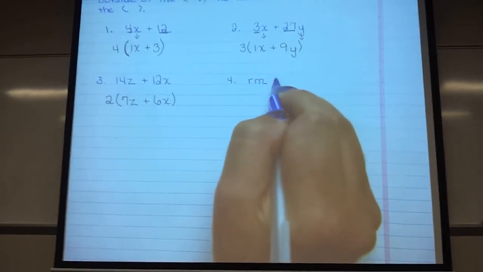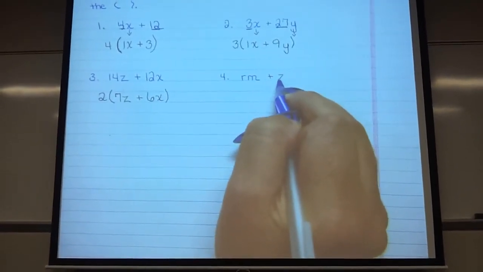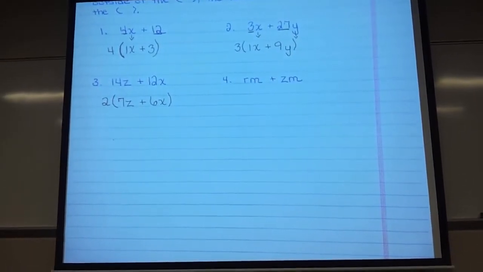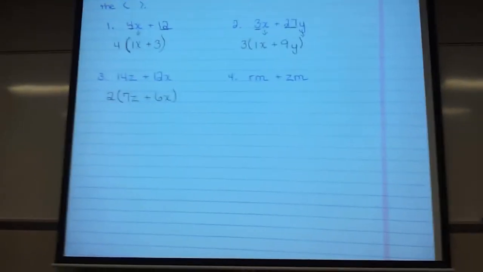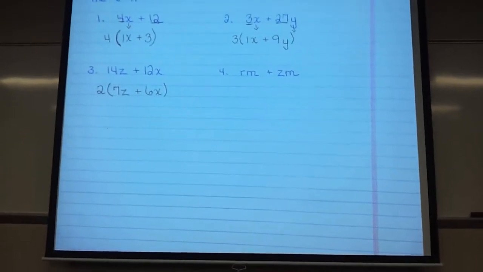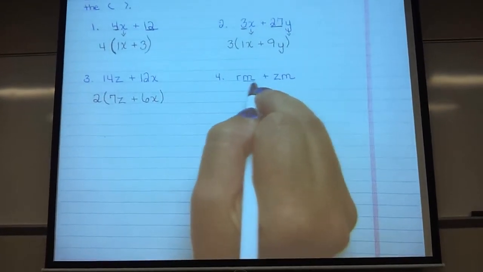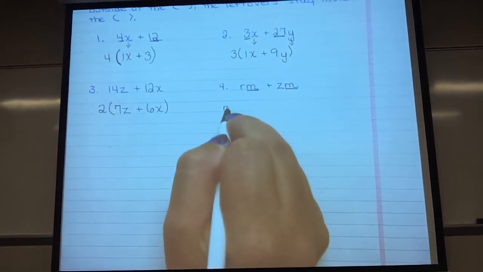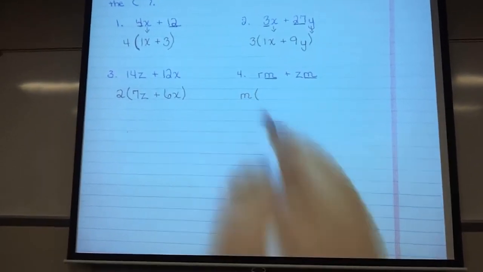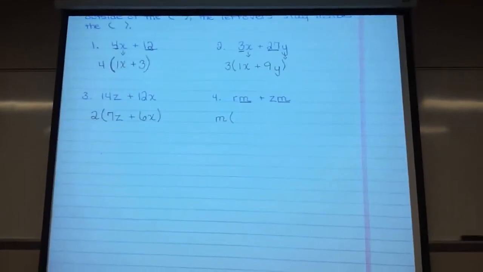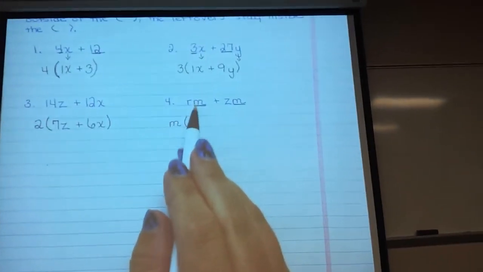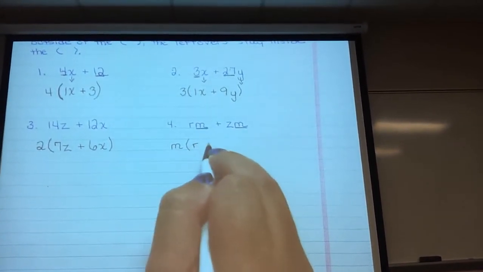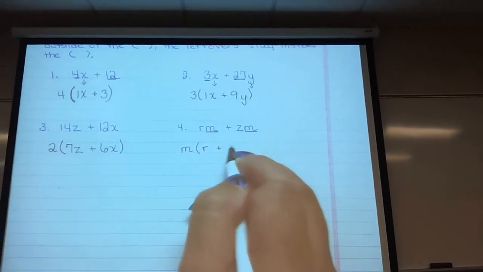RM plus ZN. Would M be the common letter? Yes. M is the common letter, so you can take an M out. If you take an M out of this first term, if you just erase that M, what letter's left? R. R plus Z, because Z would be the letter left in that one.